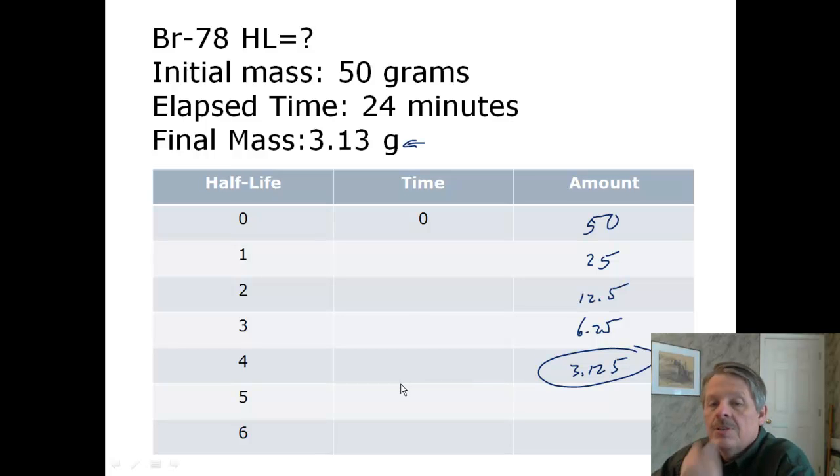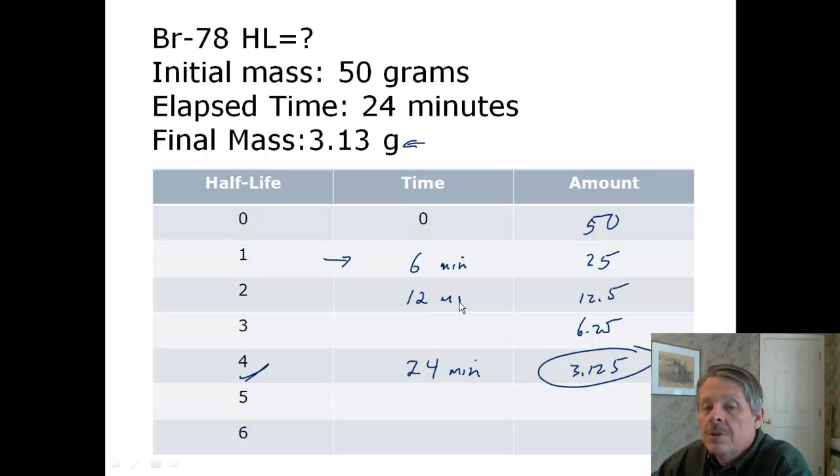Right, so let's see. Our final mass is 3.13. Our elapsed time is 24 minutes. We went through 4 half-lives to get there. So what number goes up here? Well, hopefully you were able to figure out that was 6 minutes. Because 6 minutes plus 6 minutes makes 12 minutes. 12 minutes plus 6 makes 18 minutes. And 18 minutes plus 6 gives me 24 minutes. What did I do? I took the 24 and I divided by 4.